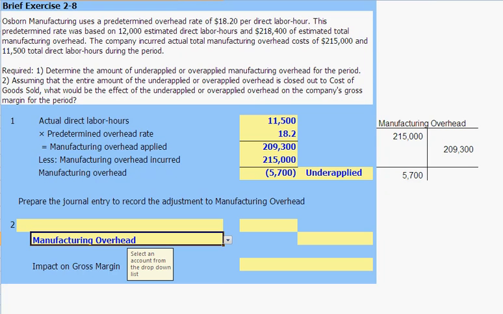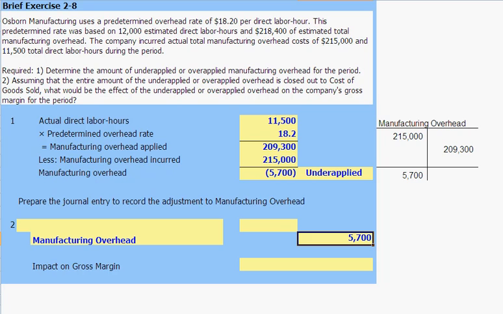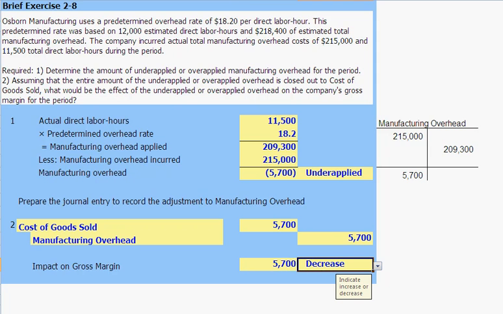Therefore, to close out manufacturing overhead, we will need to credit it for $5,700, and we will then debit cost of goods sold for $5,700. Recall, if our applied overhead is too low, then our work in process will be too low, and our finished goods will be too low, and our cost of goods sold will be too low. This entry then increases cost of goods sold, and it will decrease our gross margin.